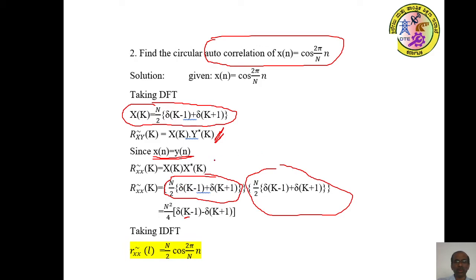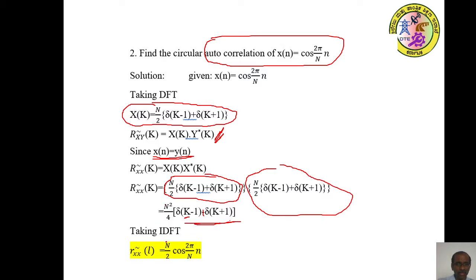Next, try these two. Similarly, delta k minus 1 into delta k plus 1 is 0. Last term, delta k plus 1 into delta k plus 1 will become delta k plus 1 whole square, which is equal to delta k plus 1. With a mistake I have written minus, it is plus actually. Next, the answer now is N square by 4 into delta k minus 1 plus delta k plus 1. I think this should look like the cos theta formula with an extra N by 2.